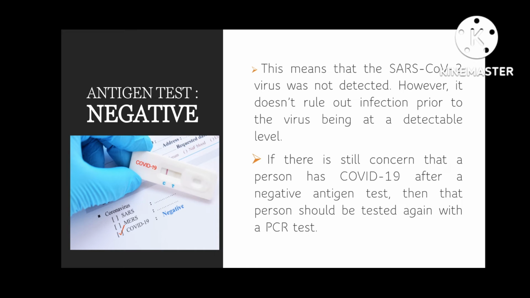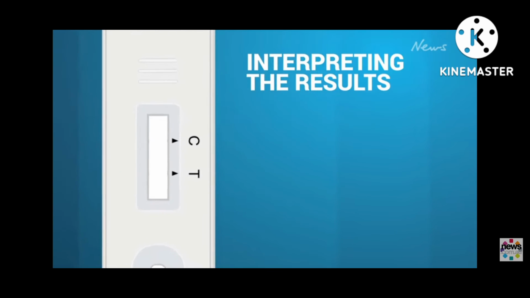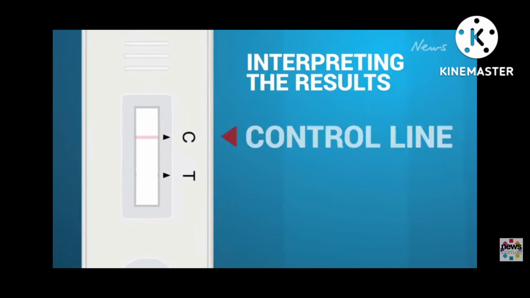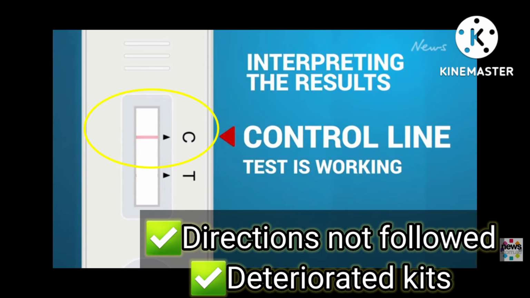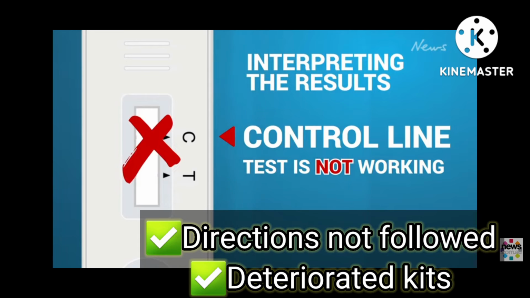If there is still a concern that a person has COVID-19 after a negative antigen test, then that person should be tested again with an RT-PCR test. The test is considered an invalid result if there is no visible colored band that appears at the control line after performing the test. The directions may have not been followed correctly or the test may have deteriorated. It is recommended to resample and test.